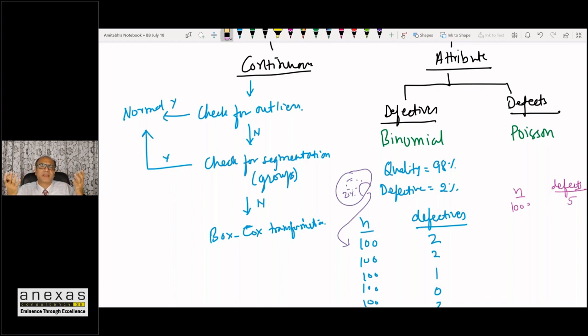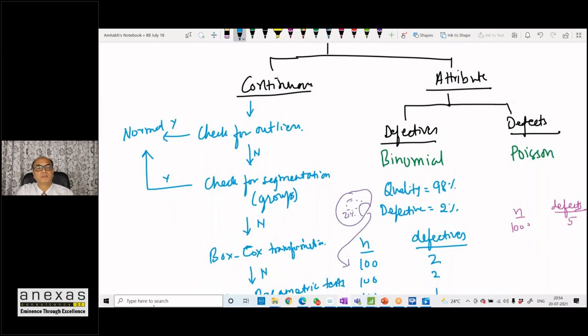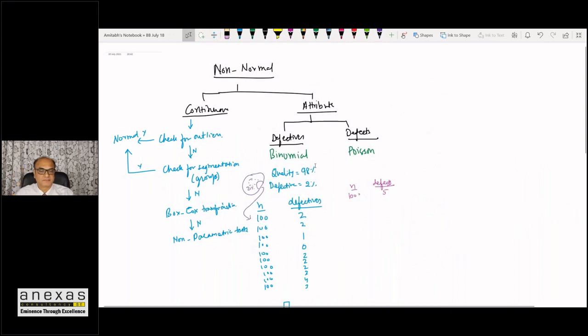Not why. I can consider a median test. But in Master Black Belt, I actually teach that Box-Cox transformation also. So if it is still not possible, then of course you use non-parametric tests. Okay. So this is the roadmap of how to deal with non-normal data. So the data are not normal, you can use this.